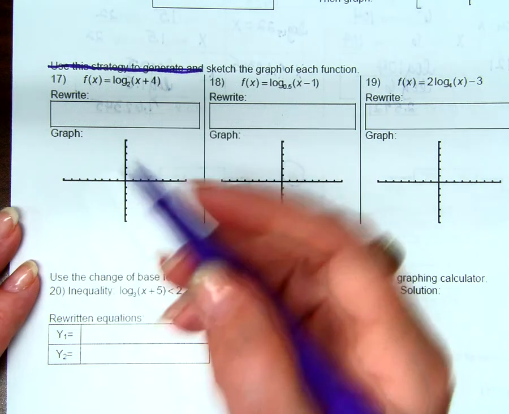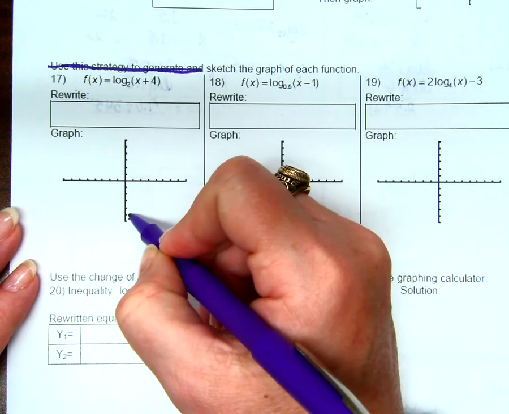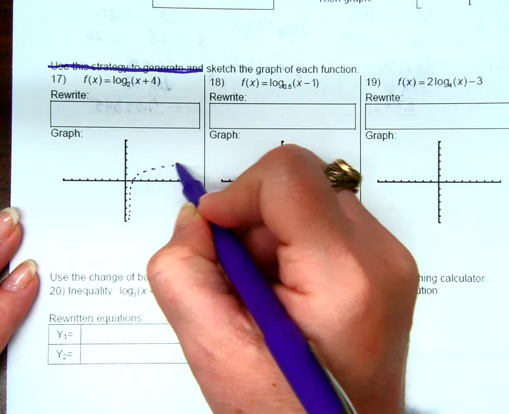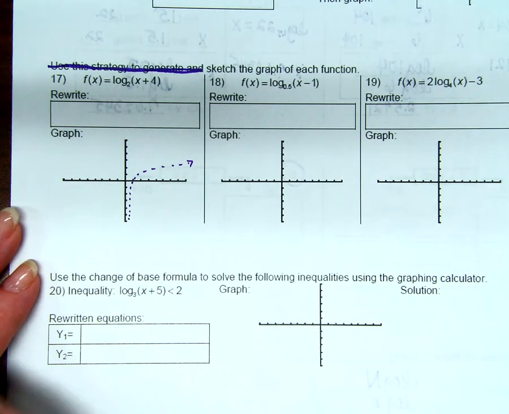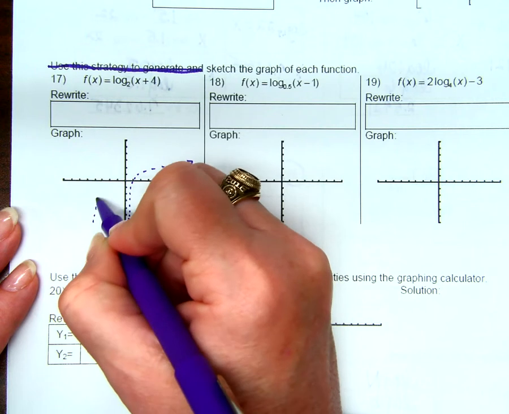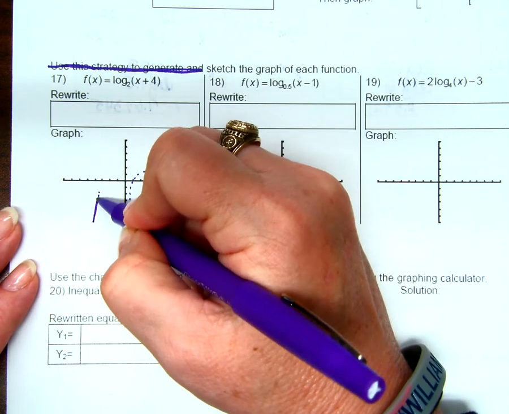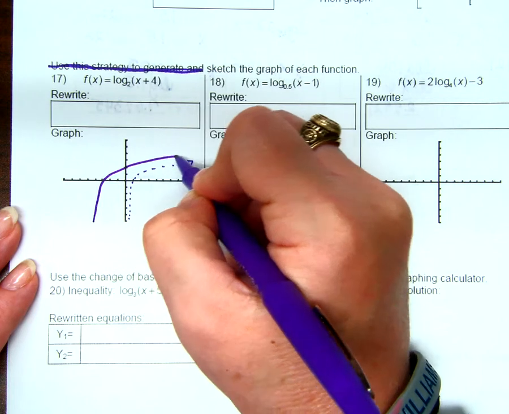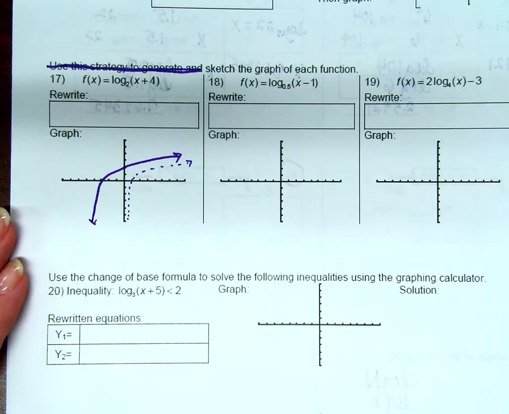Left 4, right? So it shifted left 4. Now it normally looks something like this, right? That's the parent function. So if I go left 4, 1, 2, 3, 4, it should be, whoops, I don't want a dotted line for this one. It should be something like that, right? Yeah, that's what I want.